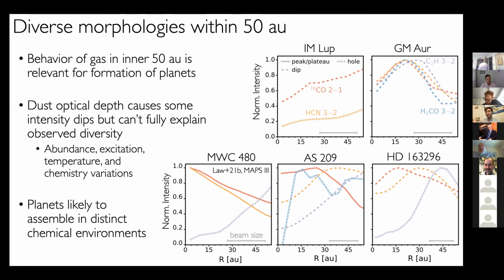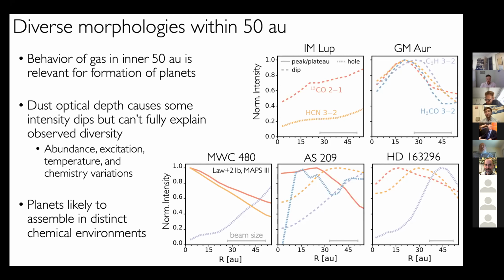And sometimes they sort of follow each other. In GM Aur you can see that they pretty much all follow the same shape, peaking at around 20 AU or so. But in some cases, like MWC480, they're strikingly different, with some molecules rising very sharply and then others having a very large cavity towards the innermost region. So in some cases, these cavities can be explained by dust optical depth, since you have a lot of dust in the center of these disks, but it really can't explain the full diversity we see. There really has to be abundance, excitation, temperature, chemistry variations all going on in these innermost regions between the different disks. And this is consistent with what we see at all radii. Basically, every disk looks different than the other ones, depending on which line you look at.